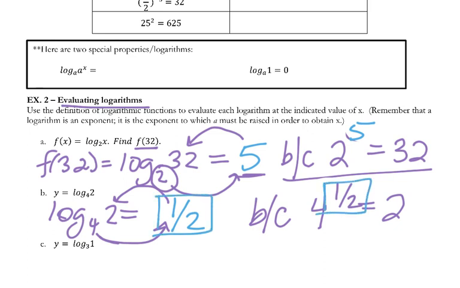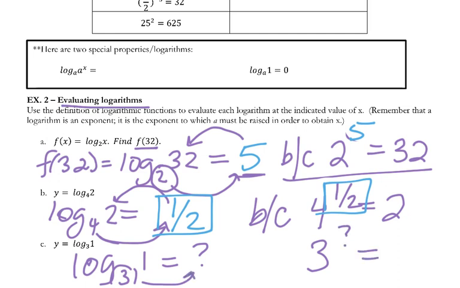Okay, our third example is log base 3 of 1. Log base 3 of 1 equals something. Well, our base is 3, so we start with a 3. It's raised to some unknown exponent, and then it equals 1. 3 to what power equals 1? 3 to the 0. Anything to the 0 equals 1. And that's going to be one we'll see a lot. So our answer here is 0.